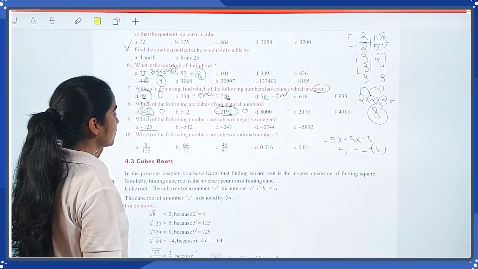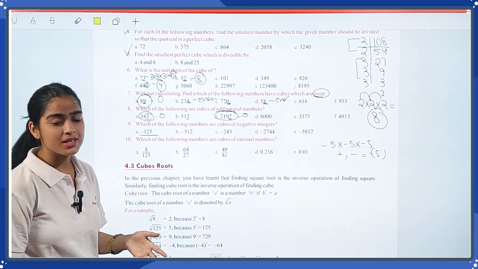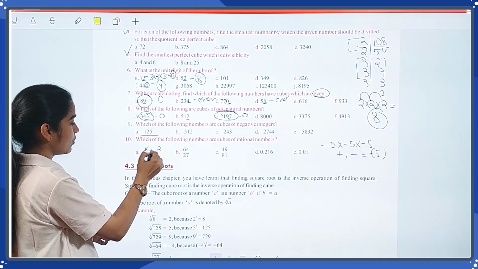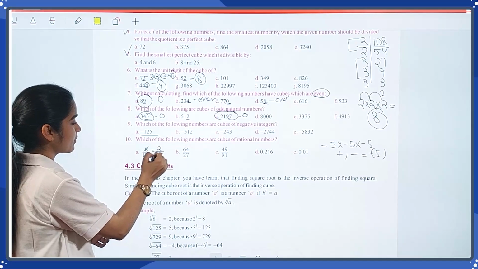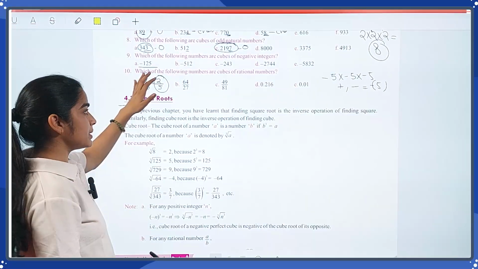Which of the following numbers are cubes of rational numbers? So easily you can check which numbers are rational numbers. Now 8 is the cube of 2 and 125 is the cube of 5. So that way you can find easily. Okay, so students, we have completed this exercise.